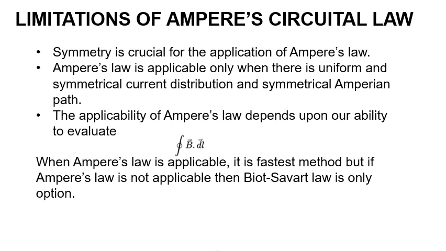Now, the limitations of Ampere's circuital law. Symmetry is crucial for the application of Ampere's law. Ampere's law is applicable only when there is a uniform and symmetrical current distribution and a symmetrical Amperian path. The applicability of Ampere's law depends upon our ability to evaluate the closed integral of vector B dot vector dl. When Ampere's law is applicable, it is the fastest method. But if Ampere's law is not applicable, then the Biot-Savart law is the only option.